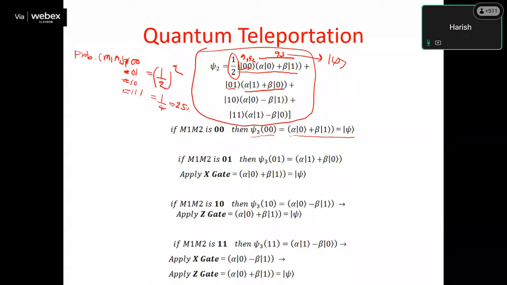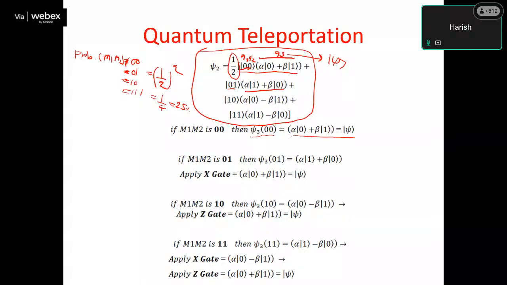So there is a 25% chance that on measurement of this psi2 state, if you measure the first two qubits, you may observe 0 0, you may observe 0 1 with 25% probability, and you may observe 1 0 and 1 1 with 25% probability. Suppose you run this experiment or the circuit 1000 times, then almost 250 times you will get 0 0, almost 250 times you will get 0 1, and likewise.